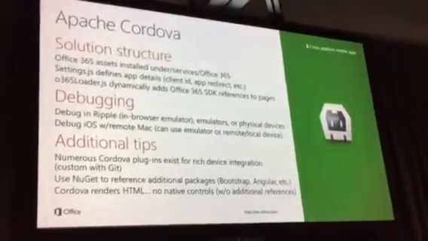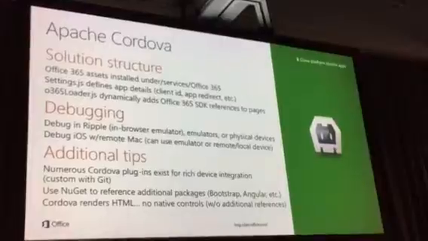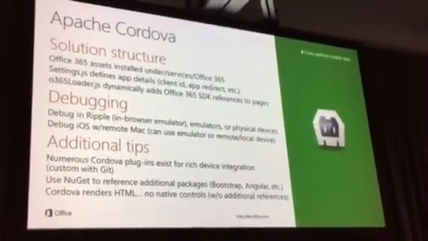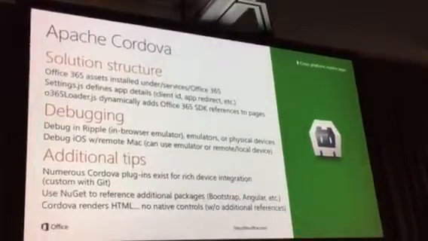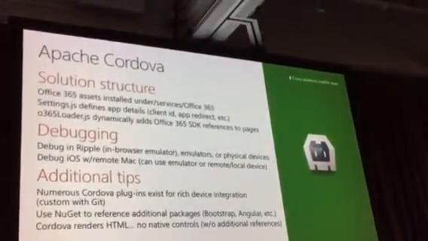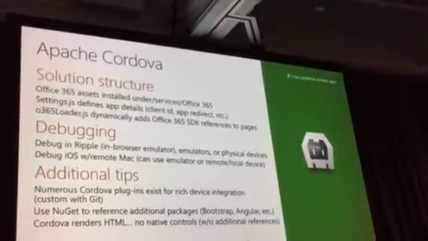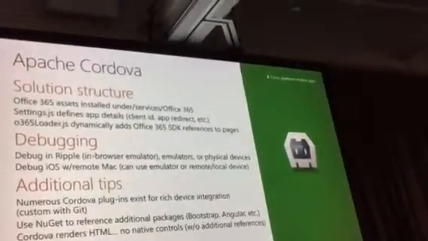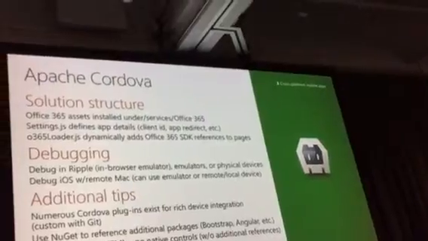So what does this look like? Essentially, your Office 365 assets are installed under this directory, services/Office 365. That contains your libraries. You have a settings.js file, which defines your client ID and your app redirect, but that Add Connected Services Wizard sets that all up for you. There's an O365 loader JavaScript file that dynamically loads the SDK references to your pages, so you don't have to manually add those in. You just reference the loader, and it does it for you.